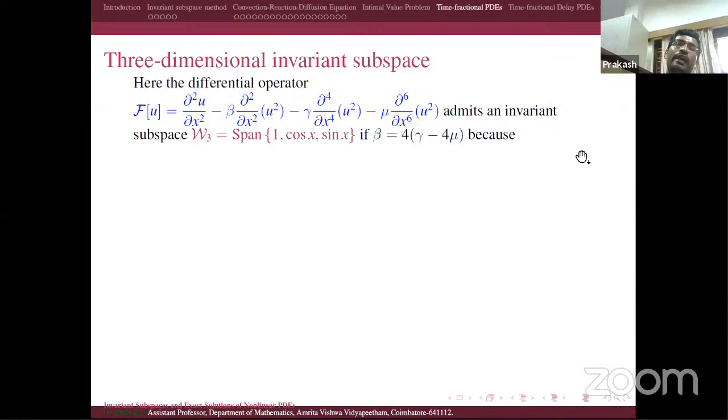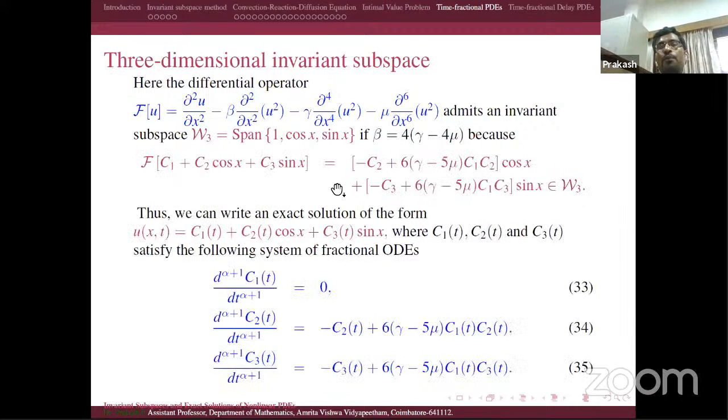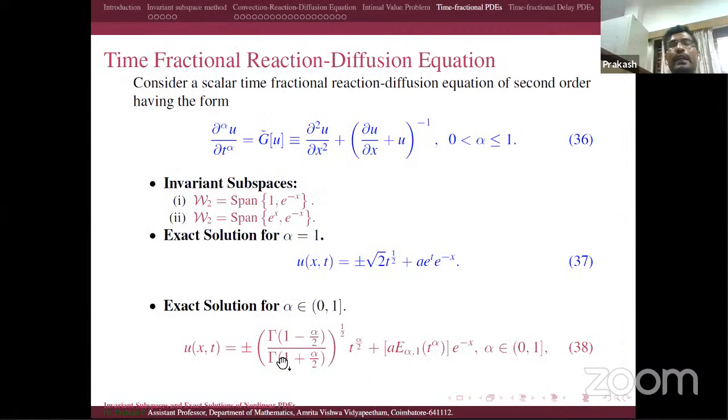Similarly, we can consider the three-dimensional invariant subspace. The operator F admits a three-dimensional trigonometric subspace if beta equals 4 gamma minus 4 mu, because it satisfies the invariant condition. Then we can write the exact solution in this form, where C1 of t, C2 of t, C3 of t satisfy the system of fractional ODEs. Next, I'm considering the time fractional reaction diffusion equation of second order. Here I'm considering only dimension 2. For dimension 2, I got two different invariant subspaces.